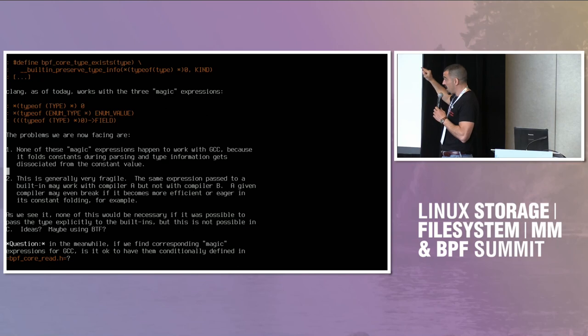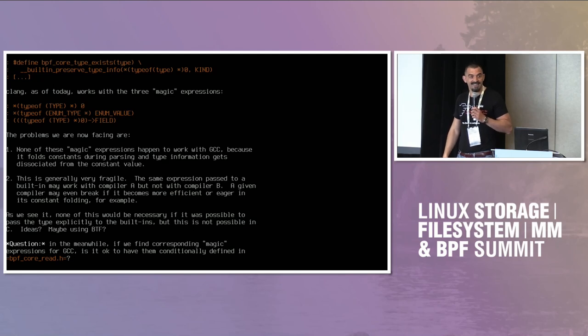We are now trying to inhibit this in GCC, but in any case, we are going to have to come up with another three or maybe four magical expressions that we will need to use, and they may be different from the Clang ones. So my first question for you is, will you be okay to have conditional ifdefs in BPF CO-RE read for GCC?